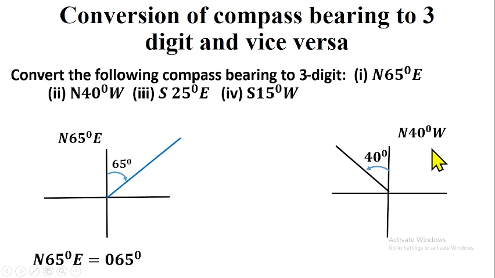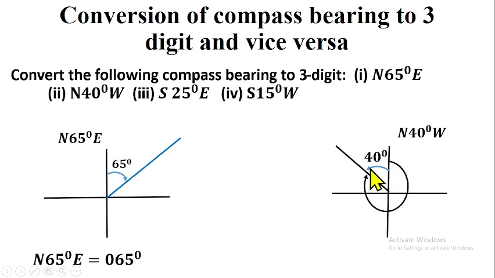Now I want to convert it to 3-digit bearing. In 3-digit bearing, where is the origin? The origin is north. So that means you are looking for the angle from the north, going round back to this line here. That's what you are looking for in 3-digit bearing. The question is, how do we get the angle from the north to this line?